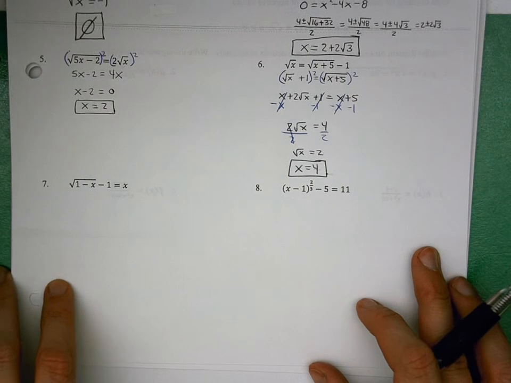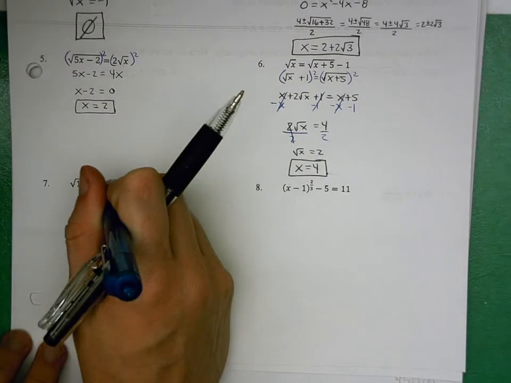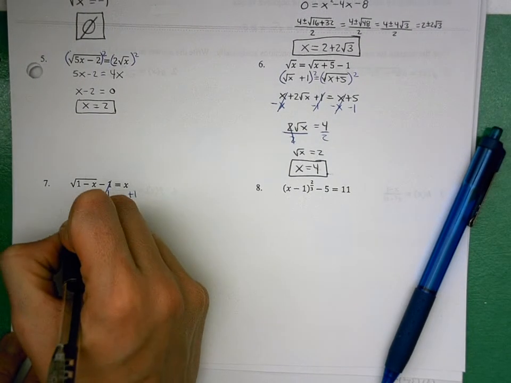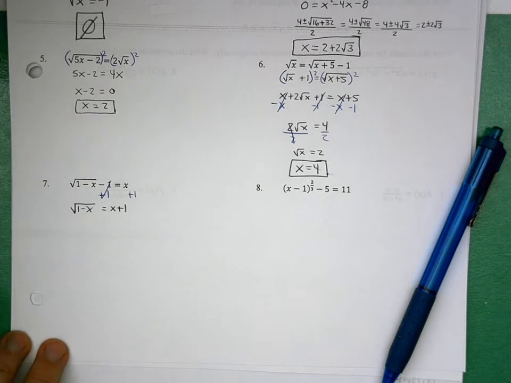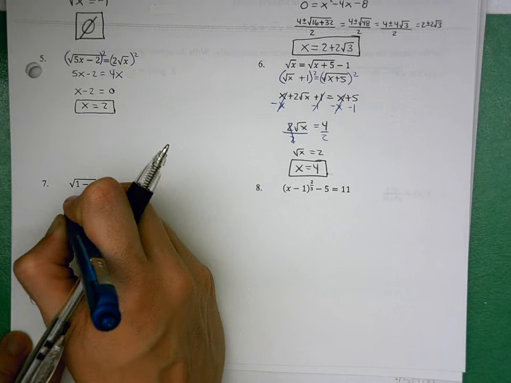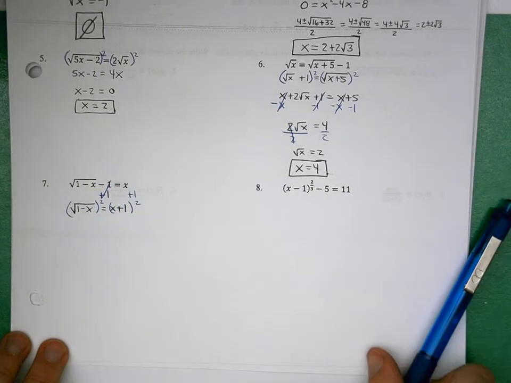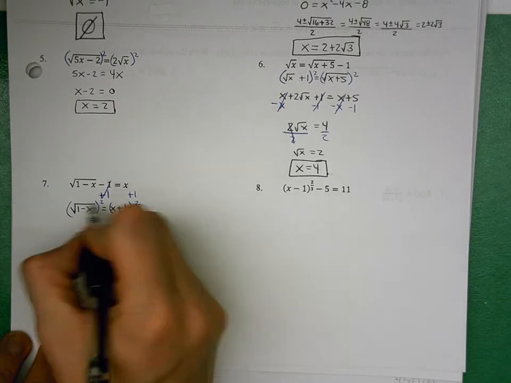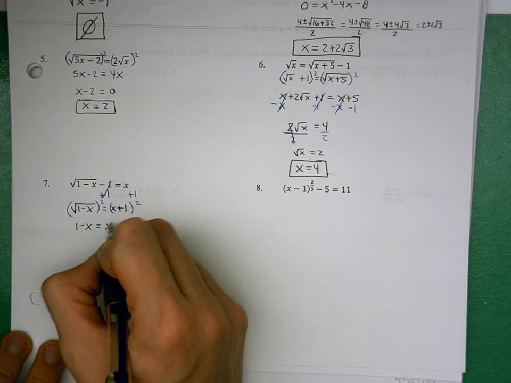Okay, number 7. Isolate the radical. So let's go ahead and add 1 to both sides. We get root 1 minus x equals x plus 1. Okay, step 2, you're going to quantity square both sides. Okay, so square times the square root would cancel, 1 minus x. Foiling this, we have x squared plus 2x plus 1.